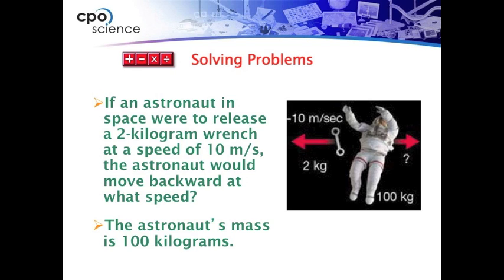So look at this example. Here we have an astronaut in space, and he's going to release a wrench, and it's going to fly away left at negative 10 meters per second. Using the law of conservation of momentum and assuming that before he released the wrench, the total system had 0 kilogram meters per second of momentum, what is the speed of the astronaut after he releases the wrench? Pause and try it right now.